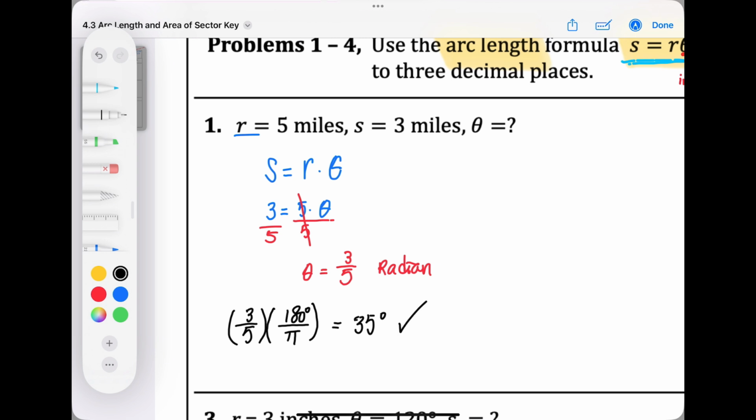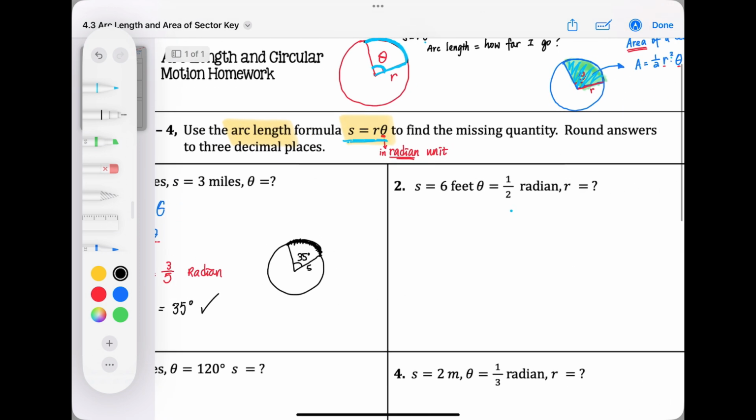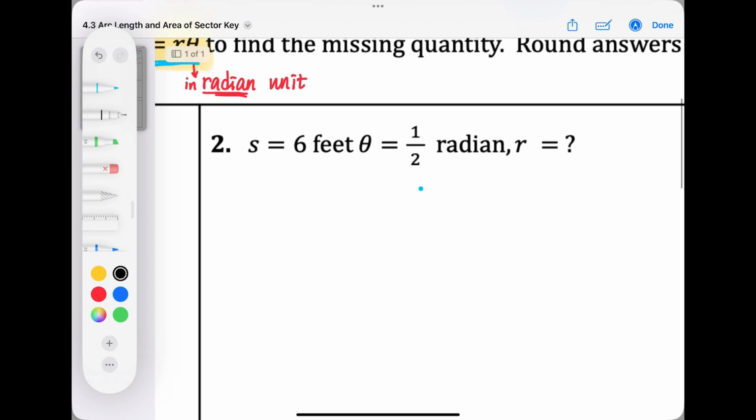So that may make more sense about how big my radians is. So you're looking for this guy, you will say how far I go. If this is 35 degrees and the radius of the circle is 5 miles, how far I go, that will be my arc length, that will be the outside, how far I go. So that is equal to 3 miles. Okay, now moving on to number 2.